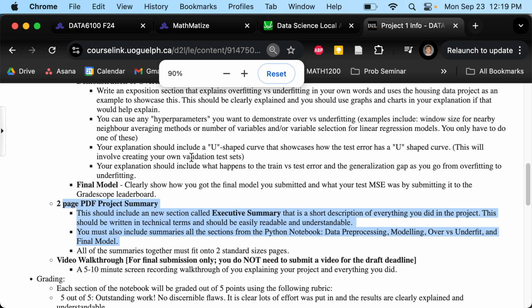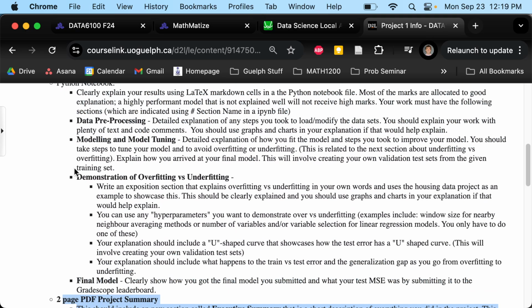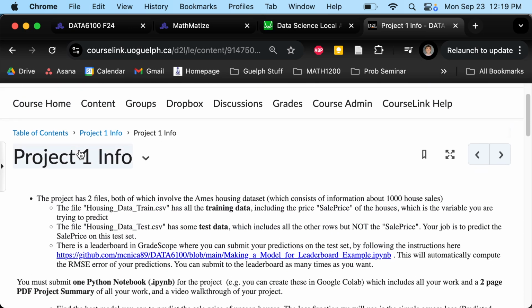So I'll post this. You'll have a chance to read it carefully and ask detailed questions for sure. But are there any high-level questions or comments about the project? Yeah. Are we restricted to use linear neighbors?